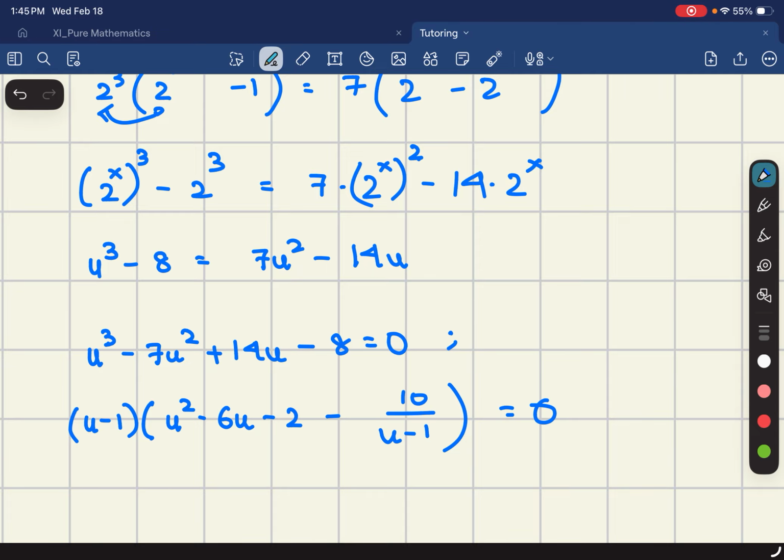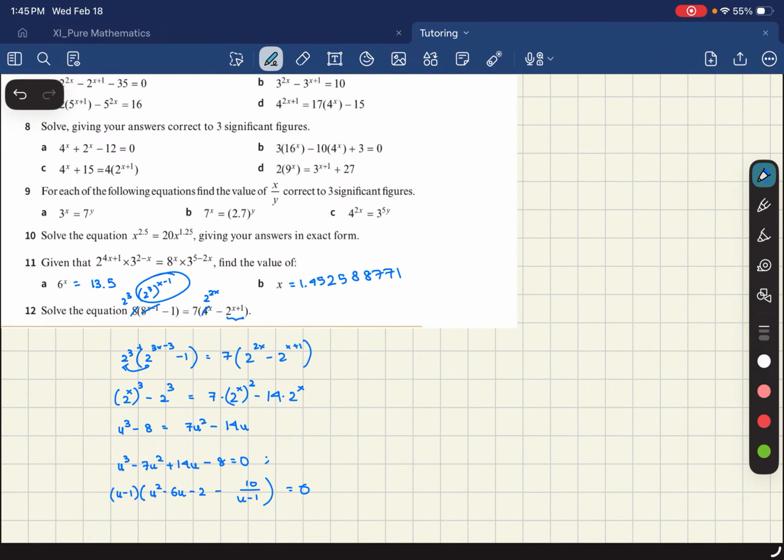So I think u minus 1 should be a root that is the only thing that is solving the equation, if I'm not wrong. So 2 to the power x should be equal to 1. So x is 0. That looks like the only solution, because this does not look like we can solve this. But let me quickly just check it for you.